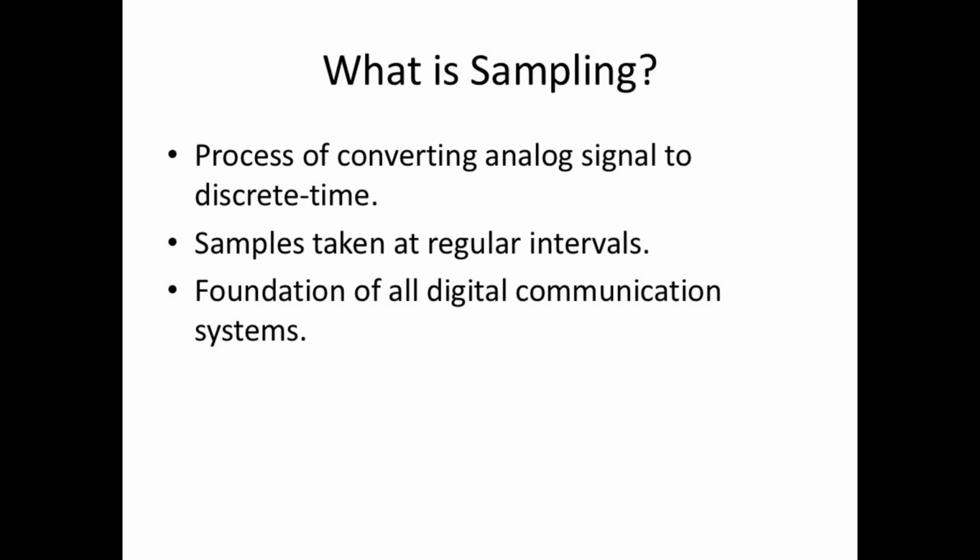Today we are going to start an important topic from digital communications, which is sampling and aliasing. Sampling is the process of converting a continuous time analog signal into a discrete time signal. In simple words, instead of recording the entire signal, we only take values at fixed intervals called samples. Sampling is the very first step in converting analog information into digital form, which is required for modern electronic devices.